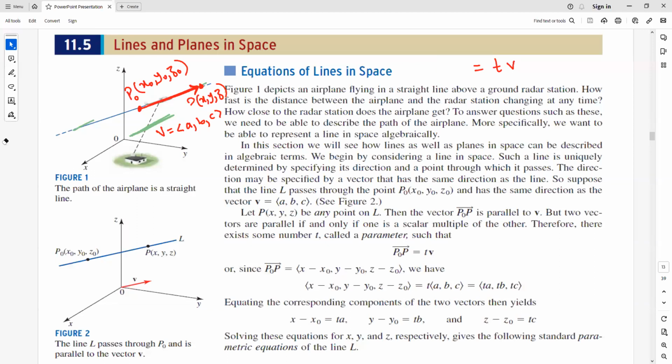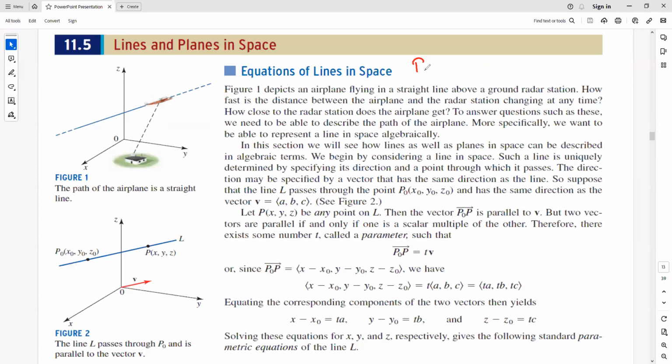So if I have this P naught P, and I have a vector v, then I can represent this P naught P in terms of this vector v with some scalar multiple. So t here is a scalar multiple, which we will call the parameter, because these are parallel. So we can express it in this form. So first of all, what will be P naught P?